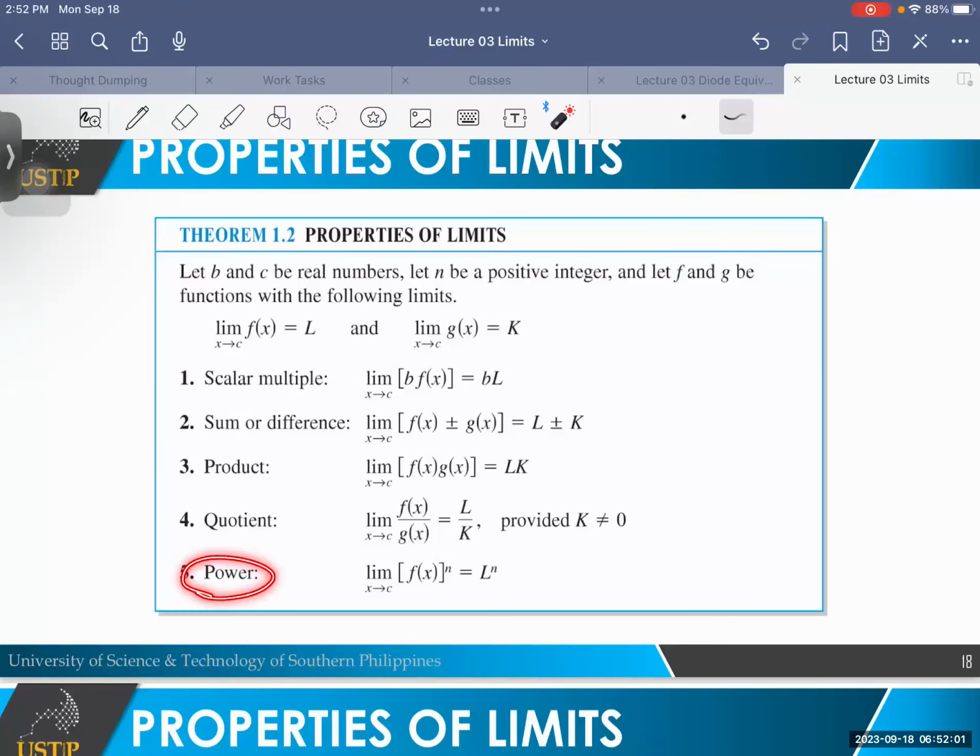And then for the power, class: the limit of f of x raised to n as x approaches c. Same again, just plug in the value of your limit, raise it to n, and you will get this value.